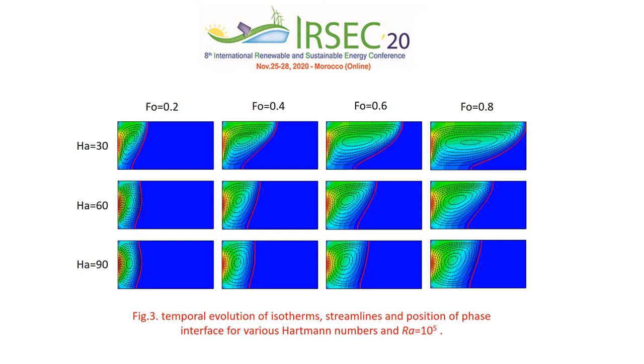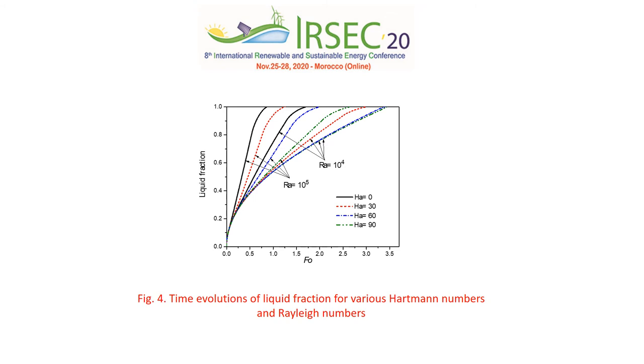This figure shows the evolution with non-dimensional time of the overall volume fraction of the liquid phase of PCM for two Rayleigh values and different Hartmann numbers, ranging from 0 to 19. As time progresses, more and more PCM is melted, so the liquid fraction increases. During this melting process stage, the effect of the Hartmann number is clear. The magnetic field contributes to reducing the liquid fraction.